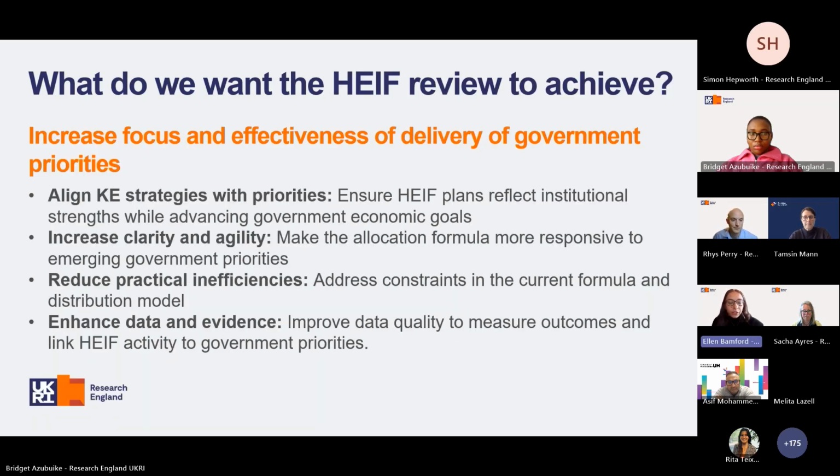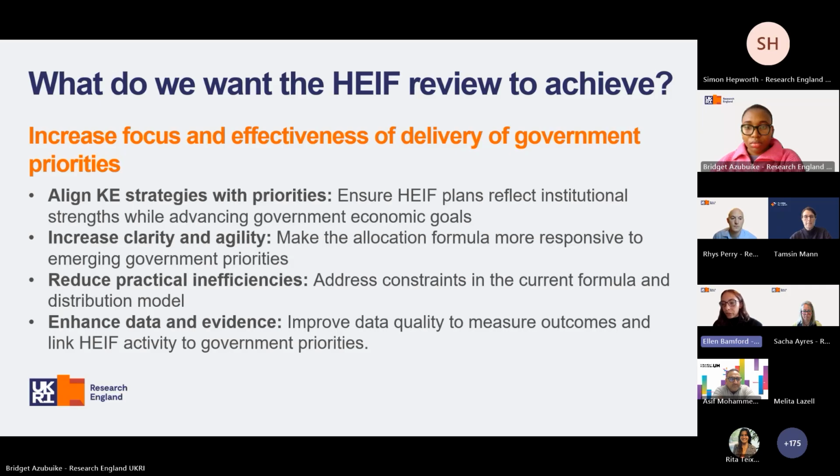Thank you. So for context, the overarching aim of the review of HEIF, of which this accountability approach is the first phase, is to increase the focus and effectiveness of our delivery of government priorities through HEIF, namely at the moment a really strategic focus on delivering and kickstarting economic growth. As you can see here, there are 4 intended benefits and outcomes that we want to achieve through this review, which are set out in our circular letter that we issued a couple of weeks ago.